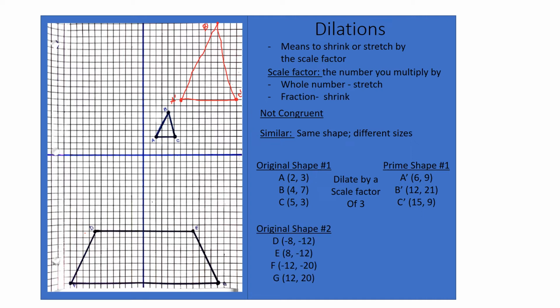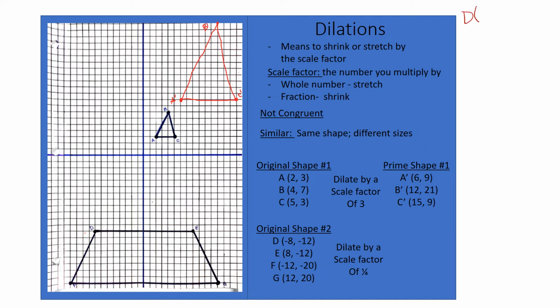Problem number 2 is the shape at the bottom labeled D, E, F, and G. Again, first step is to write down the original points. D is at -8, -12. E is at 8, -12. F is at -12, -20. And G is at 12, 20. We are going to dilate this shape by a scale factor of 1/4. So this is where we are going to multiply our points.